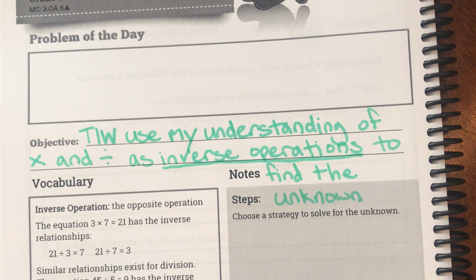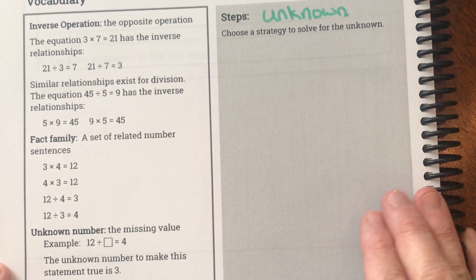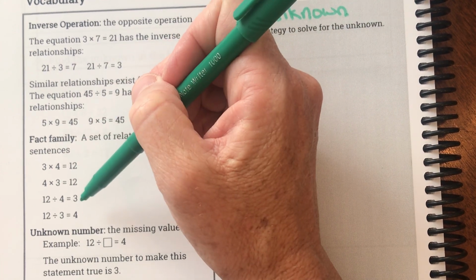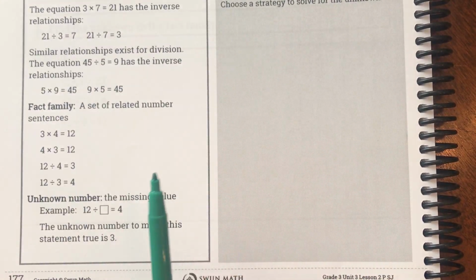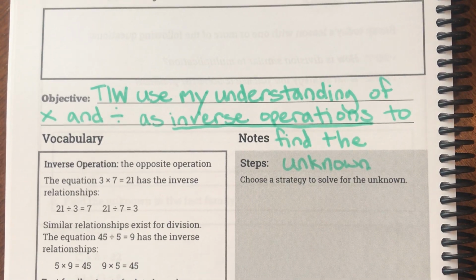So today we're not learning something new. We're going to practice what we did yesterday. So our vocabulary is going to be the same. That explains to us what the inverse operation is, what the fact family is, and what an unknown number is. Okay, so again, friends, we're not learning anything new today. We're just going to continue to practice. So I'm going to get started right away then.